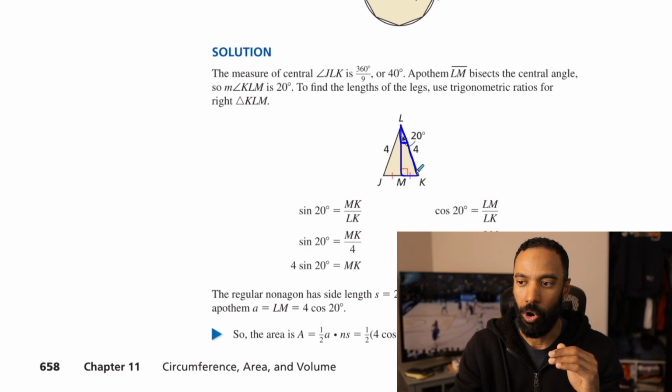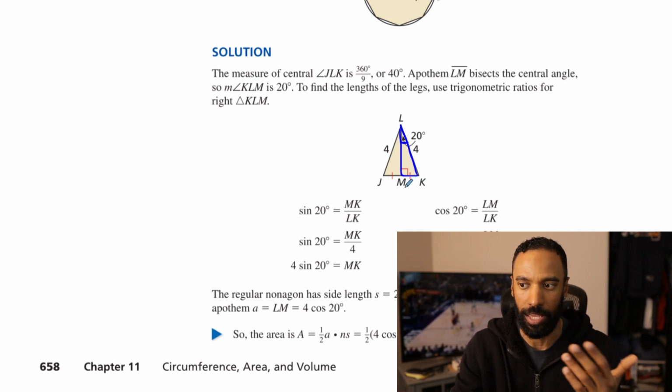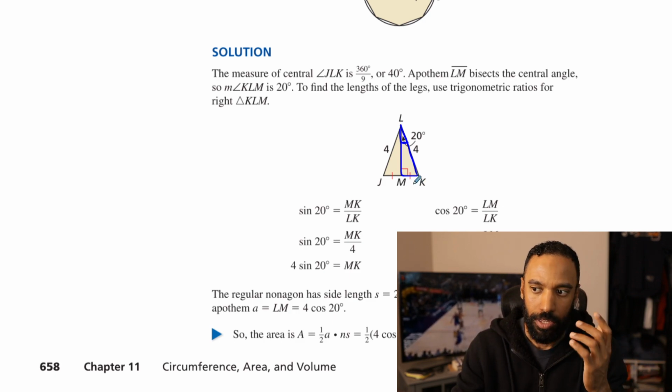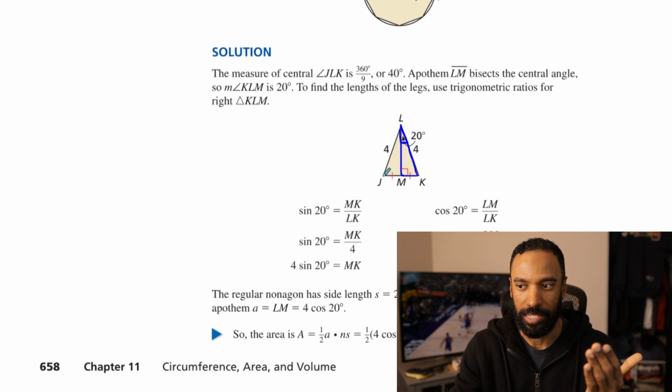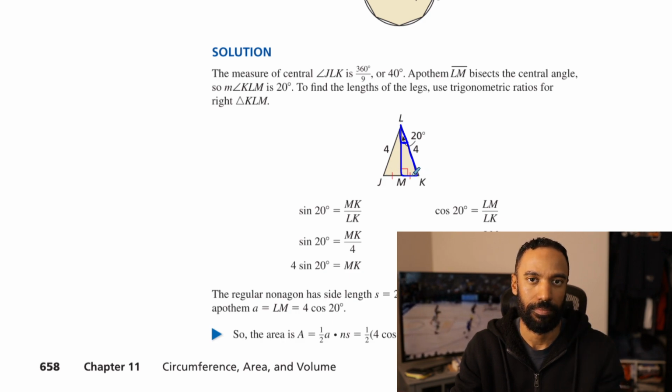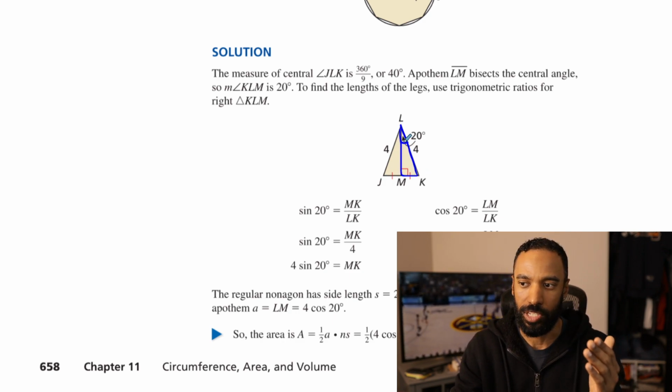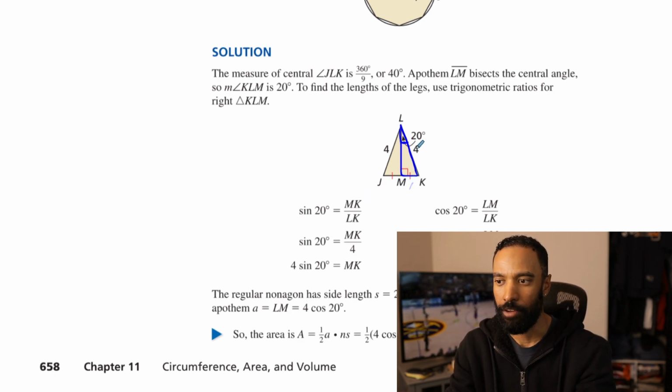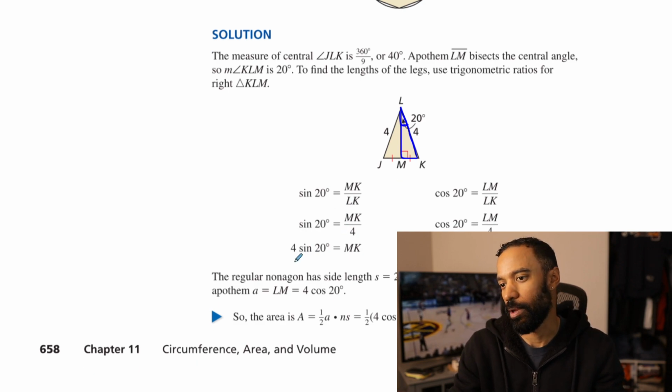If you want to find a whole side length, you got to find this individual part first. I could call it x. They call it mk in this case. And then you double it because it's bisected, and then you get an entire side length. So we're going to use sine for that. Sine of 20 is this unknown, if I call it x or mk, over 4. And then you multiply both sides by 4, and you get this.